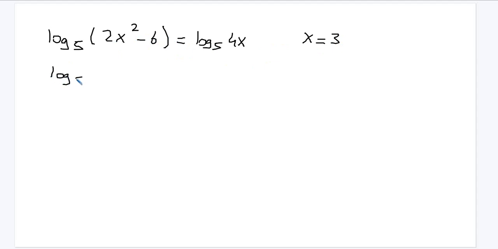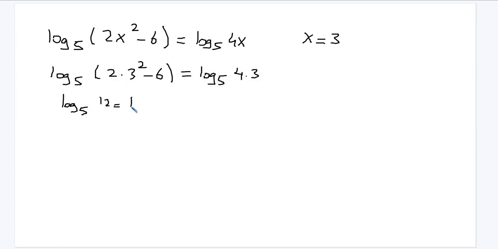If we do that, it will be log base 5 of 2 times 3 squared minus 6, and log base 5 again of 4 times 3. If you clean this up, 3 squared is 9, 9 times 2 is 18, minus 6 is 12, and the other one will be also 12. So looks like this is good. Why? Because 5 is greater than 0 and other than 1, and 12 is greater than 0. So this is good. So we can say x is equal to 3 is an answer. This is a real answer.